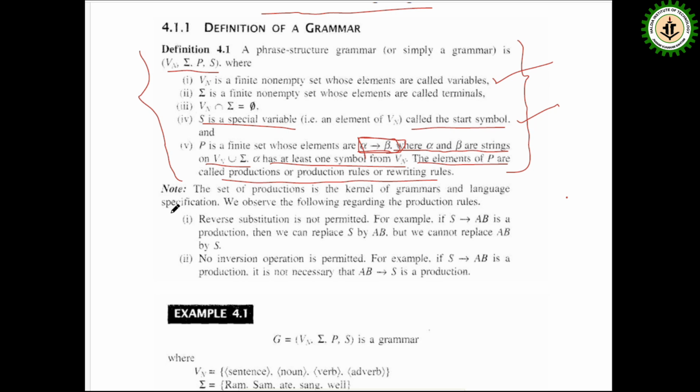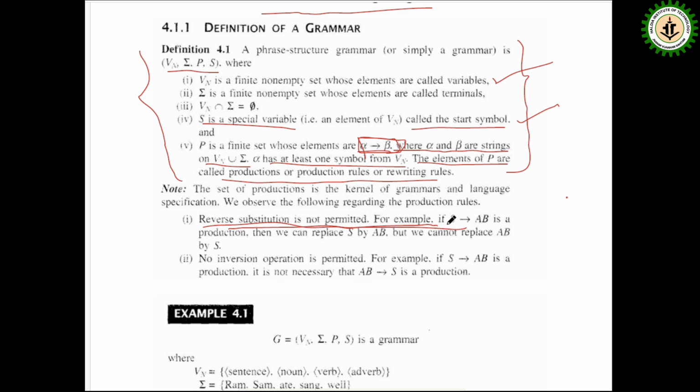So there are another two cases. Reverse substitution is not permitted. For example, if there is a production of alpha to beta, we can replace alpha by beta. But beta being replaced by alpha is not always possible. Only if there is a production from beta to alpha can we replace beta by alpha. So reverse substitution is not permitted.